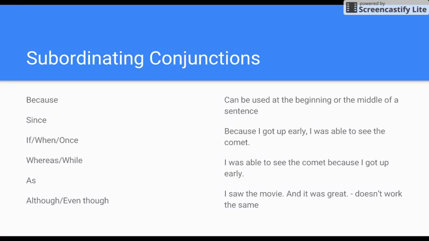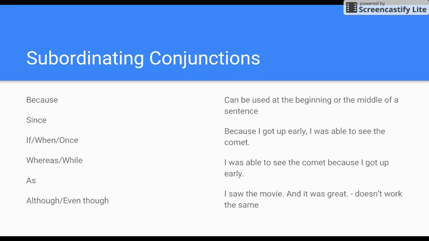Let's look at the next type of connecting structure: subordinating conjunctions. Subordinating conjunctions also connect two clauses, but they're not equal. The way that you know that you're dealing with a subordinating conjunction is that we can use it at the beginning of a sentence or in the middle of a sentence. For example, and, but, normally we use them only in the middle of a sentence, but subordinating conjunctions can be used at the beginning of a sentence as well. We can just start the sentence with the subordinating conjunction.